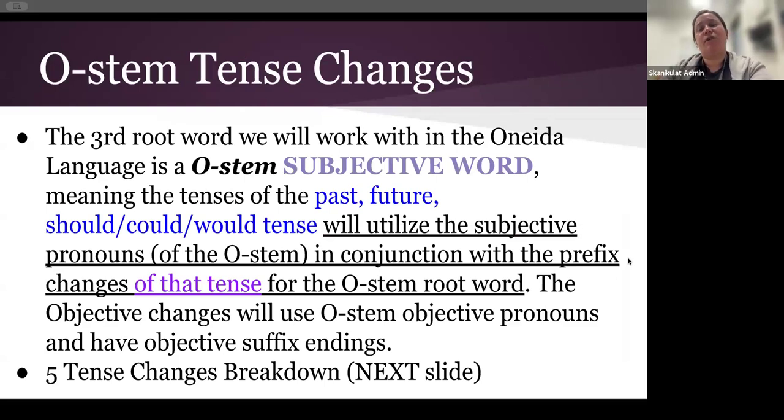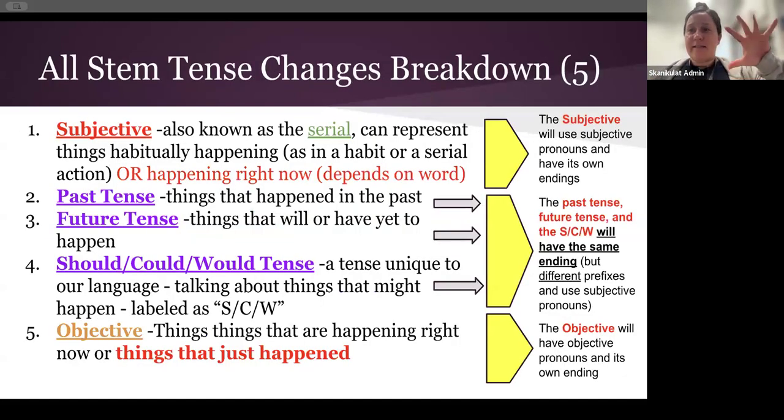O stem tense changes. The third root we're going to learn here is for the O stem. This is a subjective verb, a subjective word. What does that mean? It means that the tenses of the past, future, and should, could, or would tense are all going to use subjective pronouns of the O stem in conjunction with the prefixes of that tense for the O stem. The objective changes, sorry for that, are obviously going to use objective pronouns. And they're also going to have unique suffix endings depending on the stem. So let's go to the five sets of changes, the breakdown for all those tense changes.